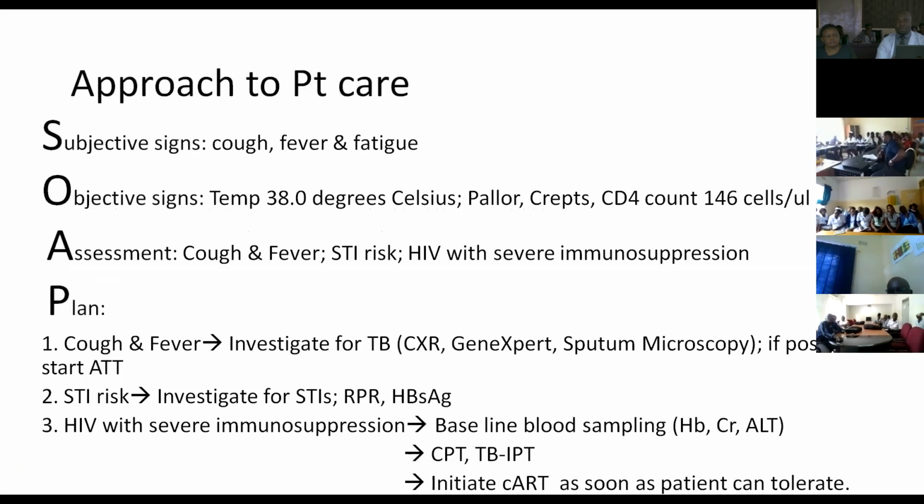Now, in centers where we are able to do GeneXperts and other tests, we have to ensure that we do this test and confirm or rule out TB, because that is in tandem with best clinical practices. So if we follow the same approach, the SOAP approach, we know that subjectively, this patient came in with symptoms of a cough that did not respond to first-line antibiotics, and then there was fever and fatigue. Then objectively, we found that the temperature was raised to 38 degrees Celsius. The patient was pale, with crepitations and a low CD4 count.